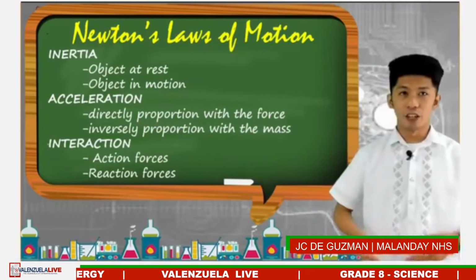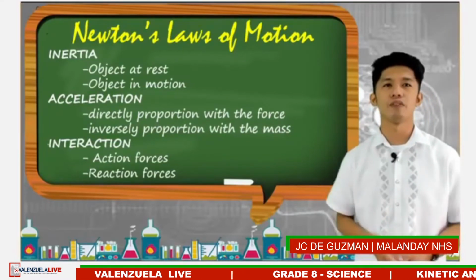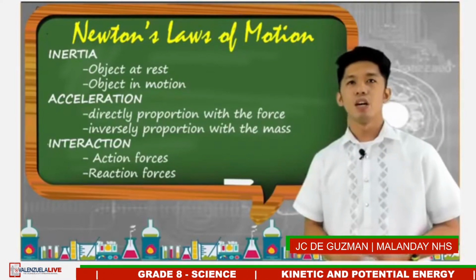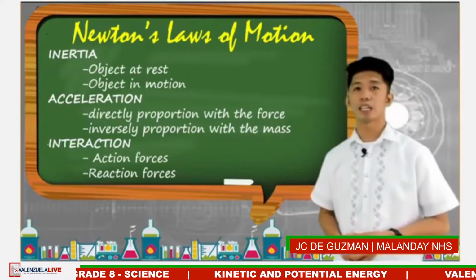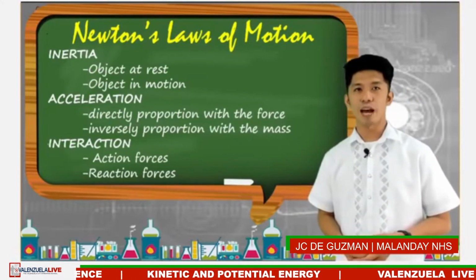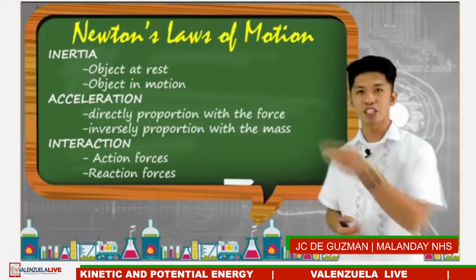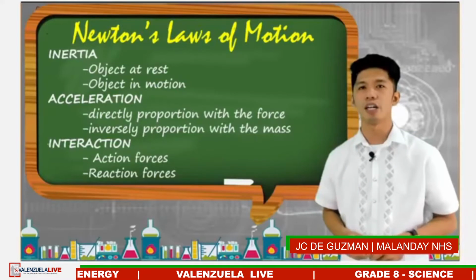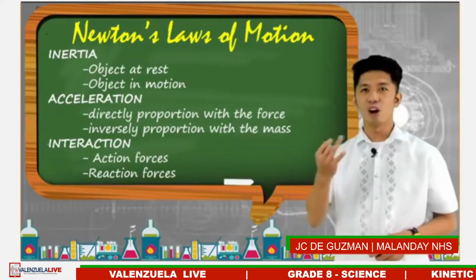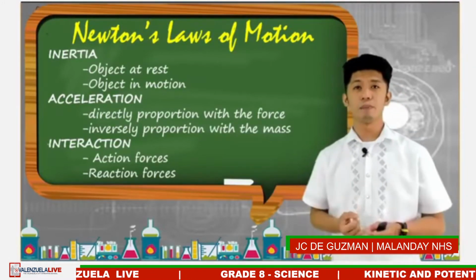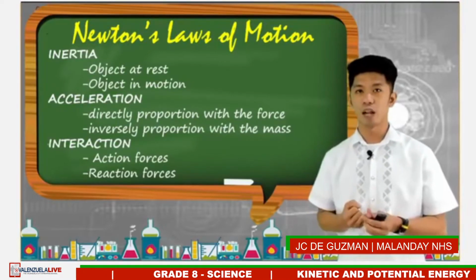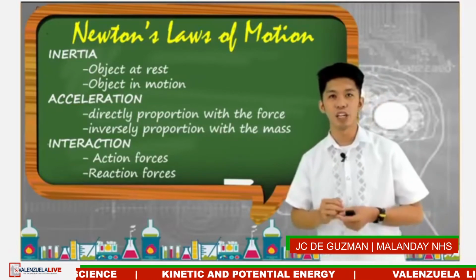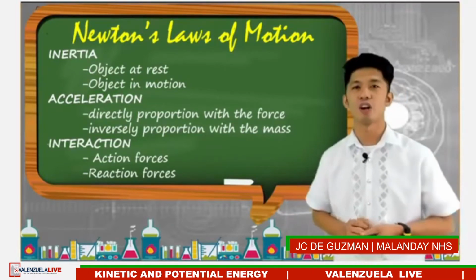Last week, together with Sir Vallejo, you discussed Newton's third law of motion, which is the law of interactions. In the first week, we discussed inertia and acceleration. So, we have these two things to remember for each law of motion. For the first law, the two things we need to remember are object at rest and object in motion. To sum it up, an object at rest will remain at rest, while an object in motion will continue to move with a constant velocity, unless there is an external unbalanced force acting on the object.